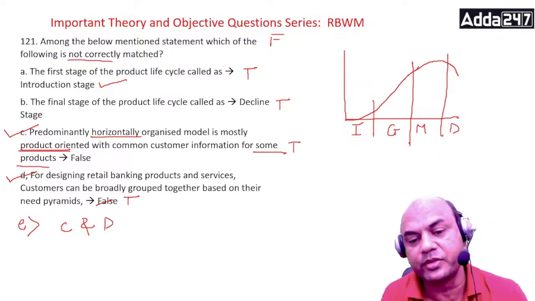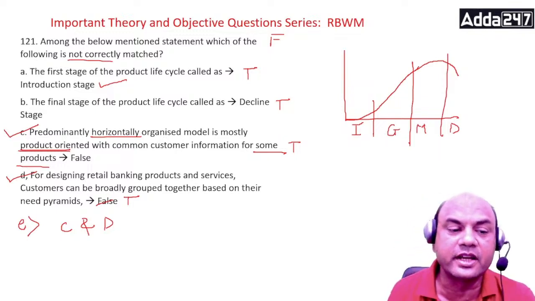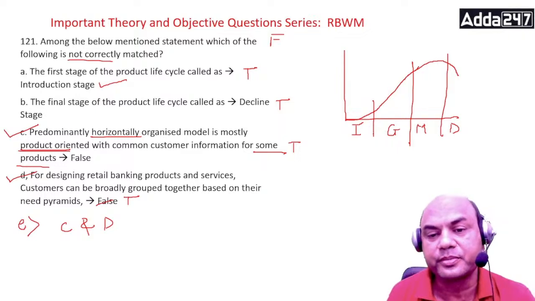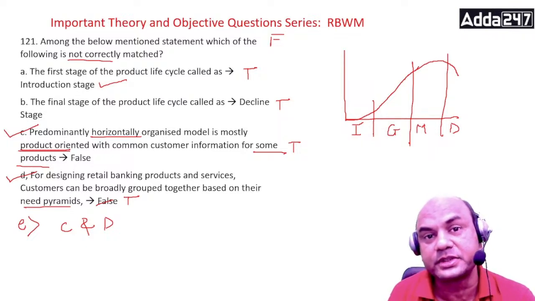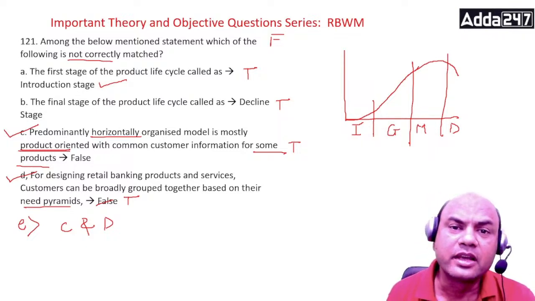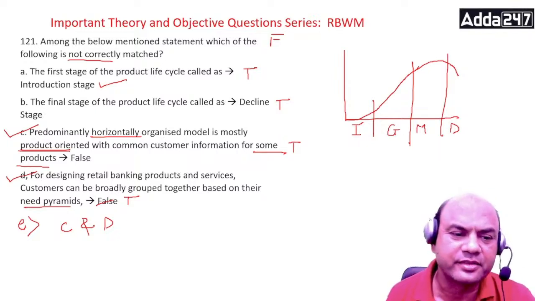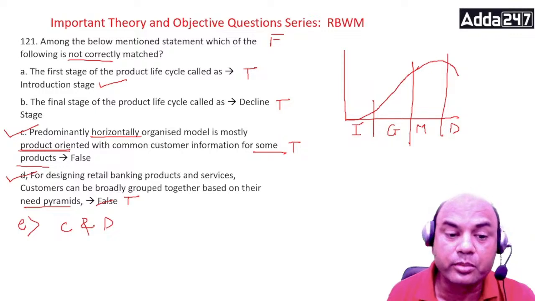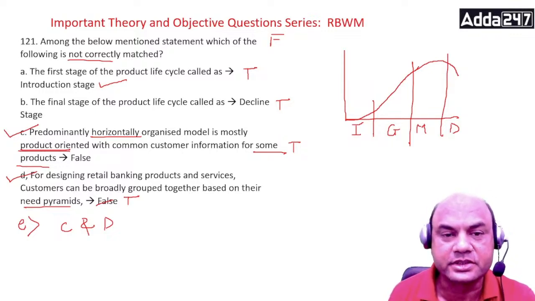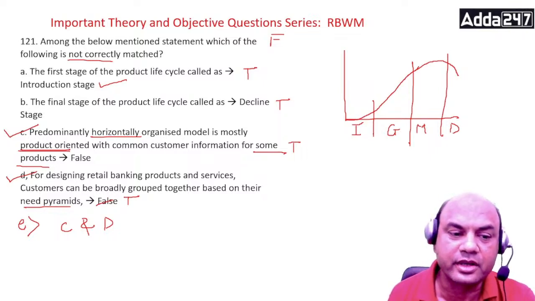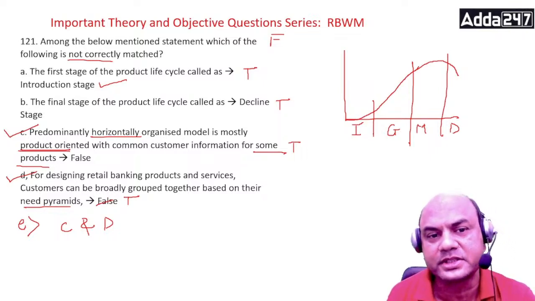In exam, they'll give you both the options, C and D, and some option will be there for both. Because what is the need pyramid? Need pyramid refers to Maslow's hierarchy: physiological, safety, social. I've taken this many times, isn't it? Esteem, and the last one is self-actualization. So customers are grouped as per this. Need pyramids or physiological levels. Got it?